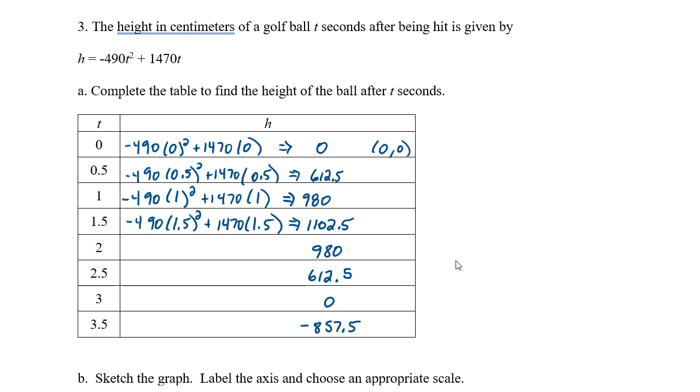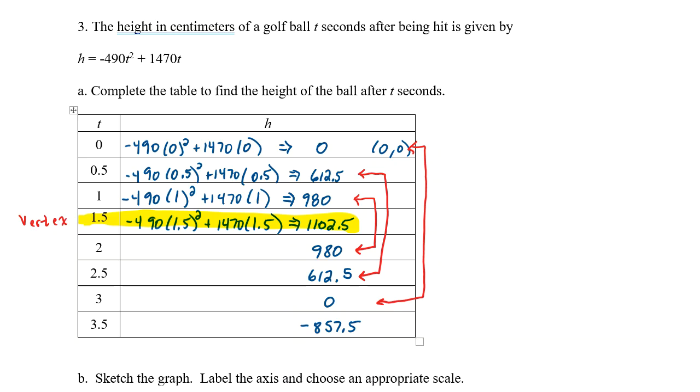All right, take a look at the table. Are these the values that you got? So you should start to notice something interesting here, some symmetry in this table. My y values, my height in this case, start to repeat themselves here. These are both 980. These are both 612.5, and these are both 0. So when we see that happening in our table, that point in the middle of that symmetry is a very important point, right? That point is our vertex.